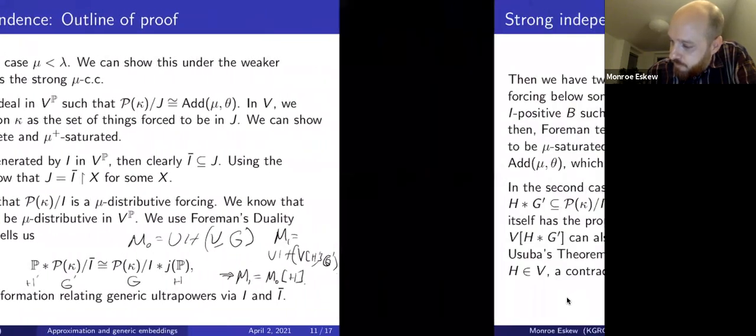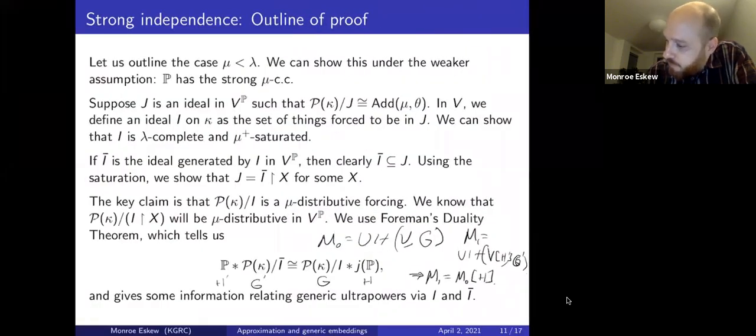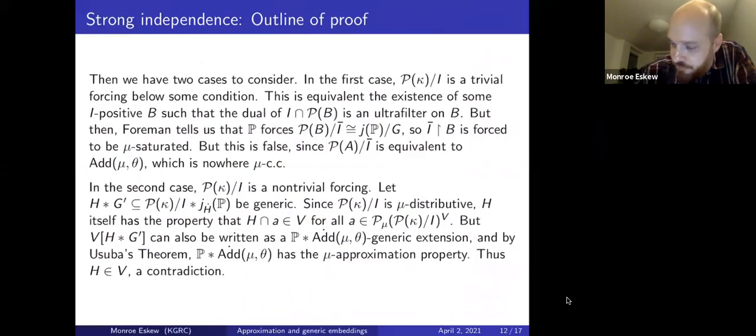So the point is, we use this stuff to somehow prove that this is distributive. So let's see the conclusion of the argument. There are two cases to consider. The first one is kind of an easy case. Maybe P kappa mod I was actually a trivial forcing below some condition. That means that below there's some positive set such that I is a maximal ideal on that power set. So the dual is an ultrafilter on B there.